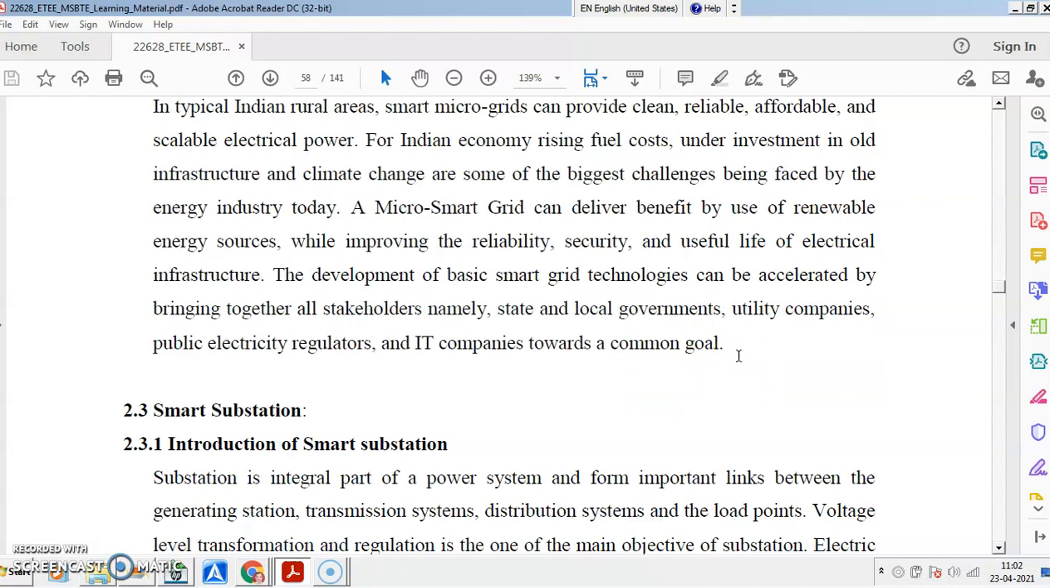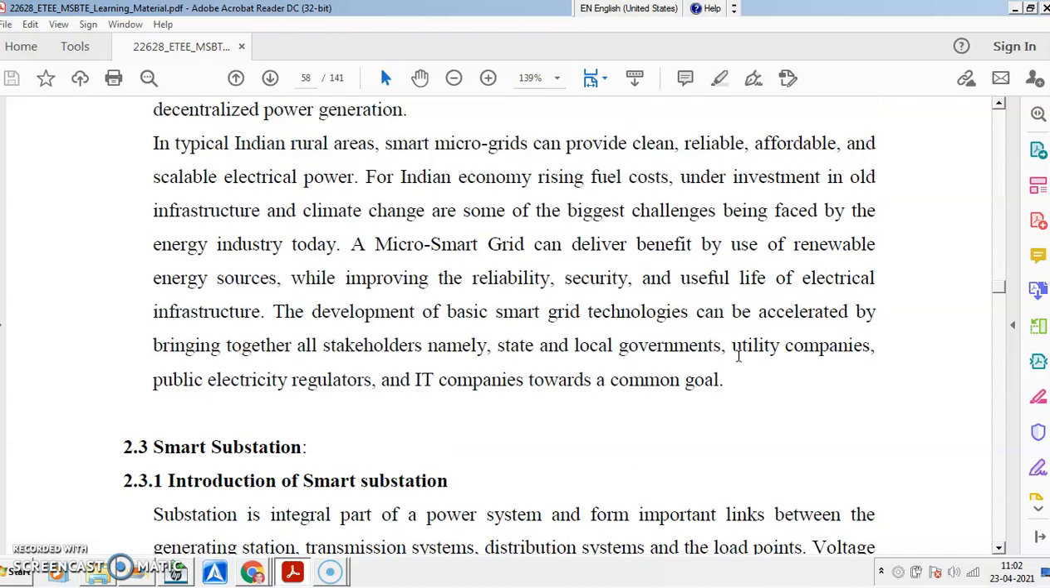Next our topic is smart substation. But before going to this particular smart substation, if you have any doubt, you can ask.